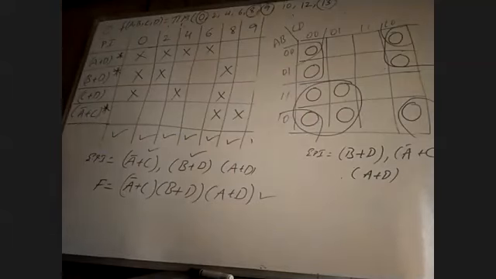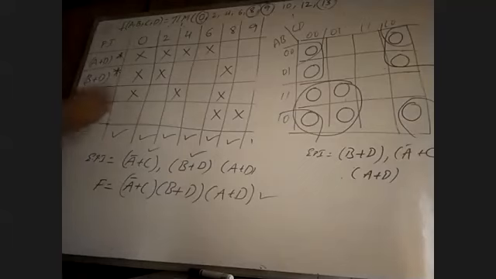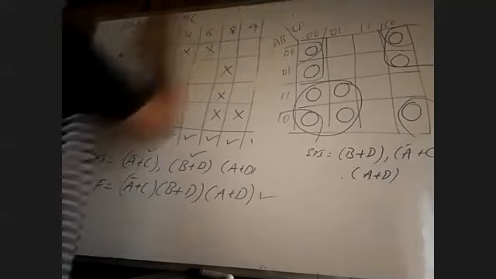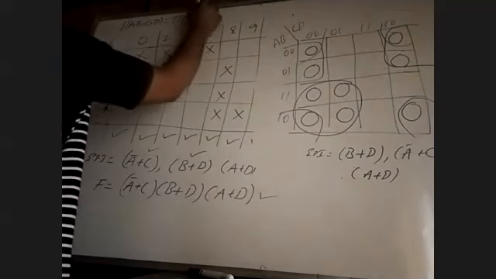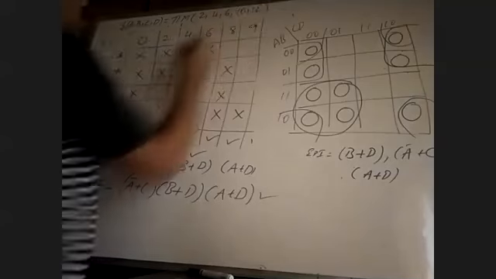Now we will verify problem number 2. What did I say about problem number 2? I am writing the same problem with the min terms, max terms. The max terms are 2, 4, 6, 10, 12. 2, 4, 6, 10, 12 are the max terms.